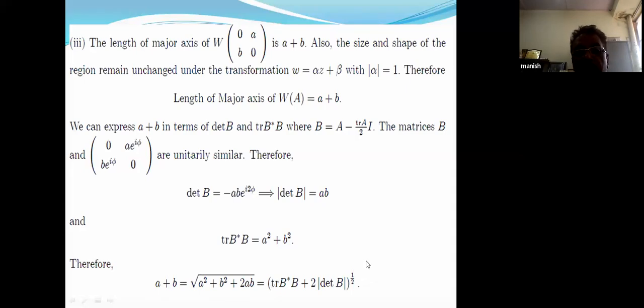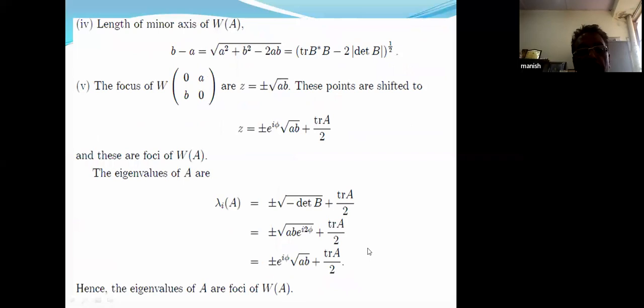So this is the length of the major axis of an arbitrary ellipse. Arbitrary ellipse means a 2 by 2 ellipse with any complex entries. Also B minus A, similarly we can calculate, comes out to be trace B star B minus 2 modulus determinant B, power half. We have calculated the foci of the numerical range of this matrix: Z is equal to plus minus root AB. So these points are just shifted by this rotation factor exponential iota by and translated by this factor.